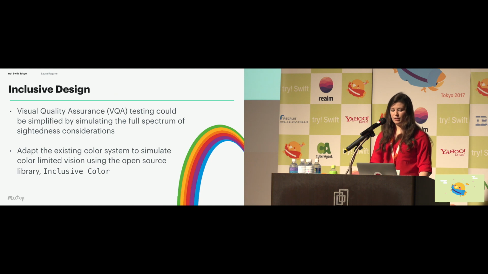In order to get a feel for how to best adapt our color system for sightedness concerns, we need to be able to simulate what an affected person would encounter. Ideally, this solution would address the full spectrum of color-limited considerations. Fortunately, we can adapt our color system to use a library like Inclusive Color to achieve this goal.